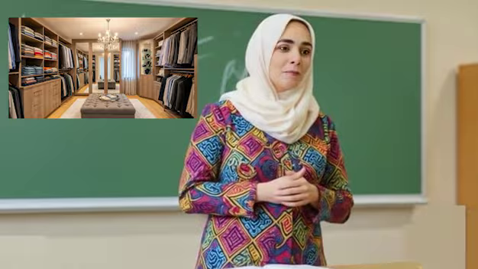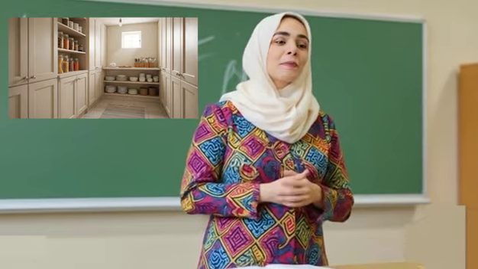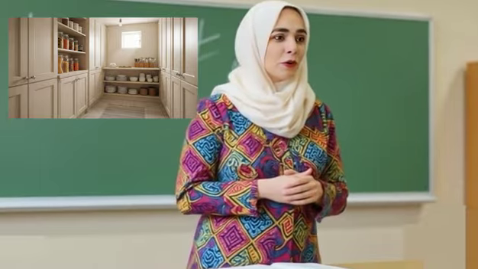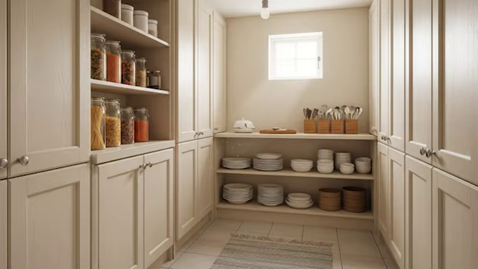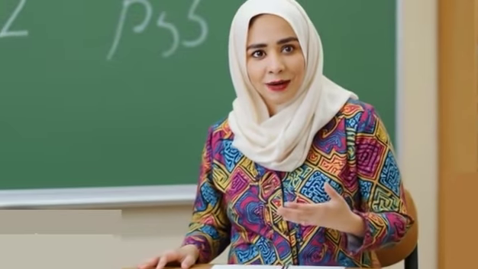Closet, a small space for storing clothes or household items. Pantry, a small room or cupboard for food, dishes, and utensils. Next, let's talk about outdoor spaces connected to the house.